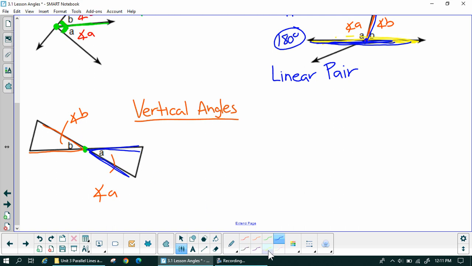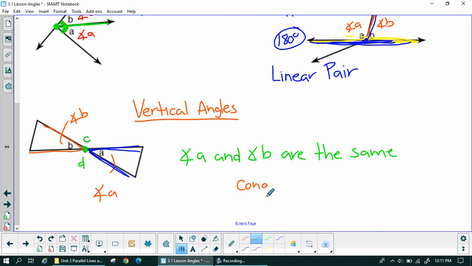We actually have a second pair of vertical angles in this picture. Let's call this angle C and angle D. They're made by these two lines crossing. They share the same vertex, but they're not adjacent to each other. They're across from each other. Those are called vertical angles. And I'll just tell you now, angle A and angle B are the same. In math, we call them congruent. And we'll talk much further about that word congruent in the next lesson and beyond.